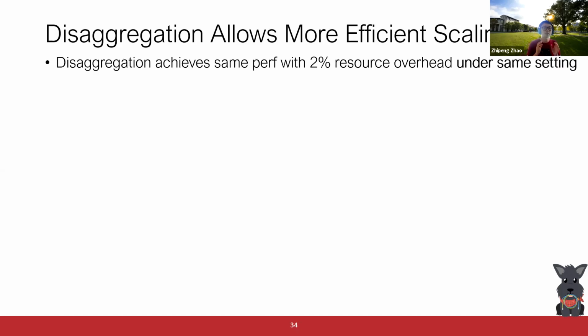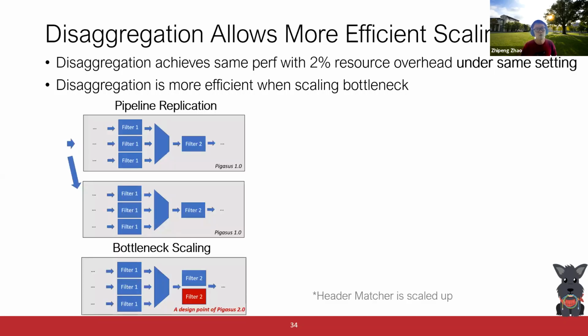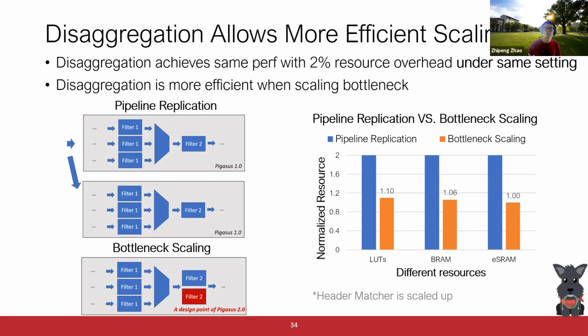By disaggregating the highly customized pipeline, we would introduce a little bit of resource overhead if they are under the same setting. But the real benefit of the disaggregation is that if the deployment environment changes, the disaggregation will allow more efficient scaling. For instance, I have shown you this example before, the pipeline replication versus bottleneck scaling. And this graph shows the resource consumption of these two solutions, normalized to the single 100 gigabit per second pipeline.